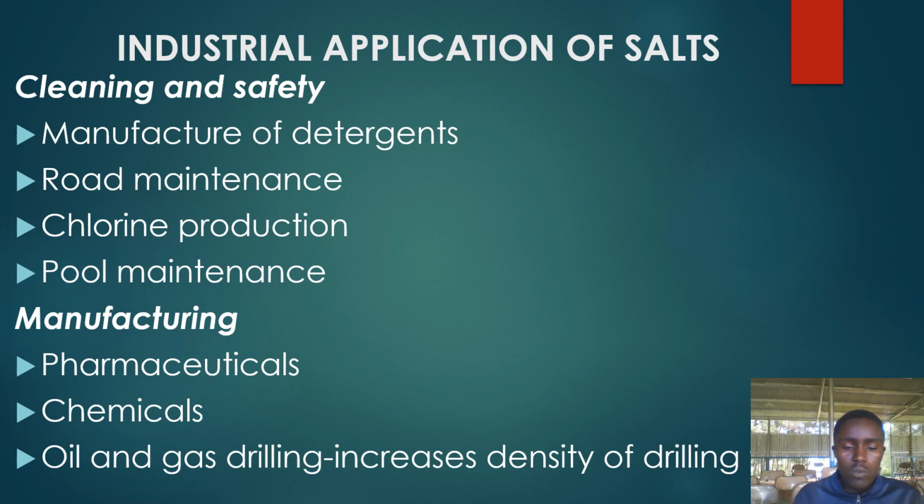Then we can also look at chlorine production. Sodium chloride is mainly used industrially for the production of chlorine. Then we have pool maintenance. We can use sodium chloride and other salts to maintain pools. Instead of using chlorine, we can use salt to maintain the pools. We are now cleaning pools using salts.